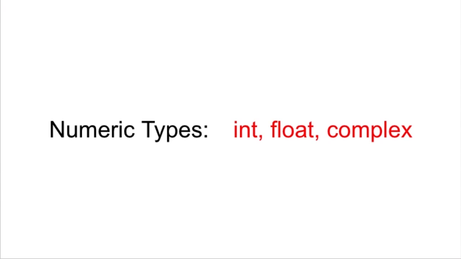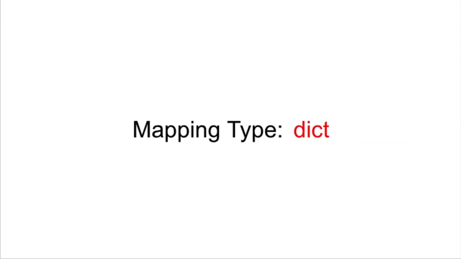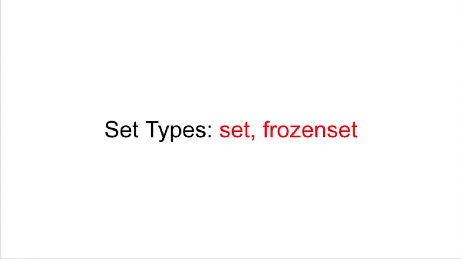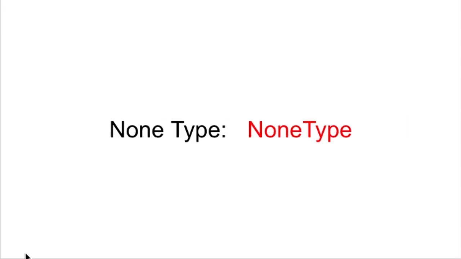Text type: string, str. Numerical types: integer, float and complex, that is int, float, complex. Sequence types: list, tuple, range. Mapping type: dictionary. Set types: set, frozenset. Boolean type: bool, boolean. Binary types: bytes, bytearray, memoryview. And lastly, None type, which is NoneType.